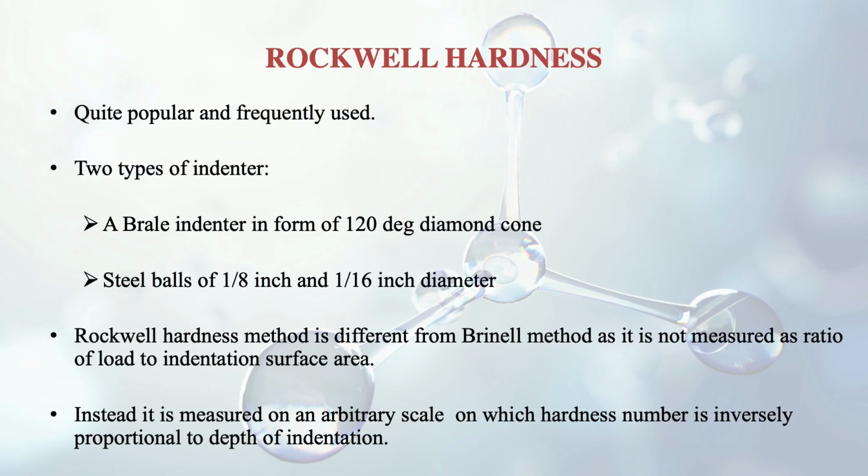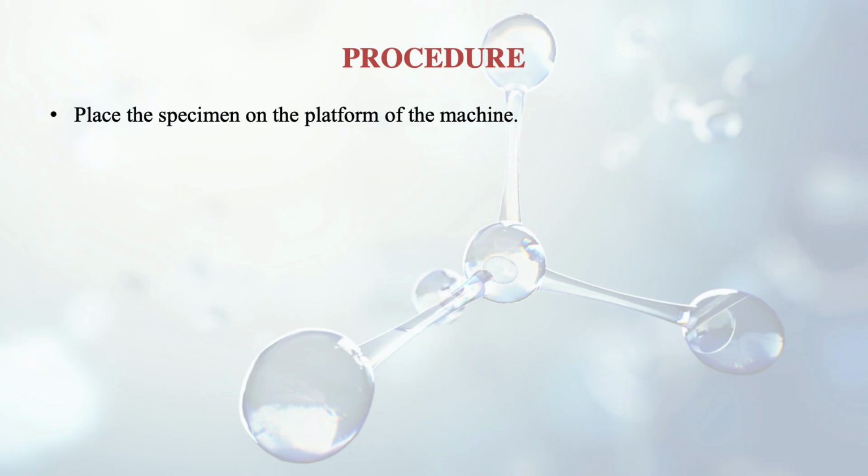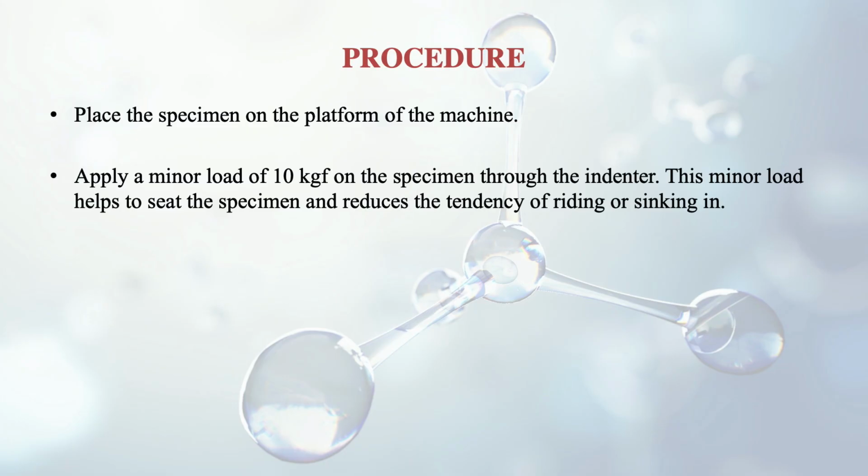Instead, it is measured on an arbitrary scale on which hardness number is inversely proportional to depth of indentation. So simply it is measured by the depth of the indentation. So the procedure for this test, Rockwell hardness test: first place the specimen on the platform of the machine, then apply a minor load of 10 kg force.